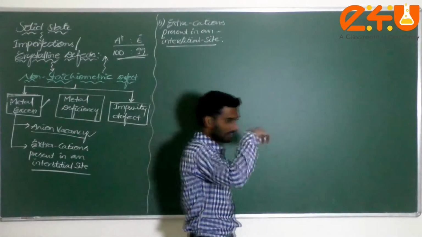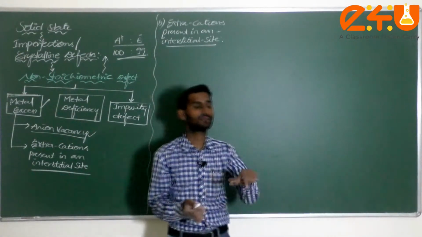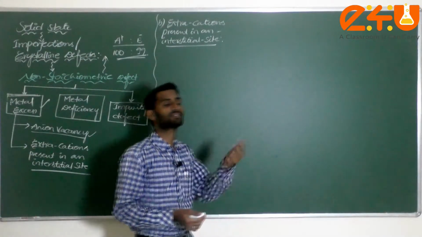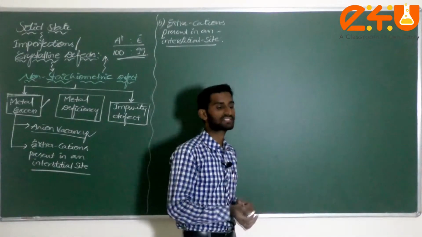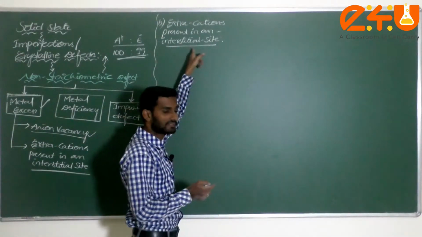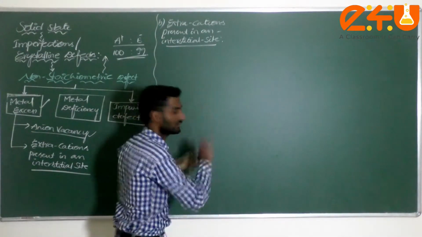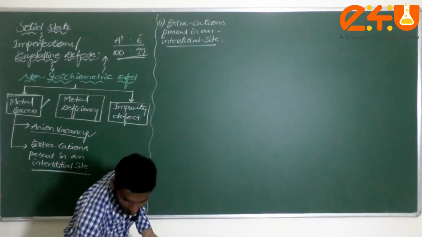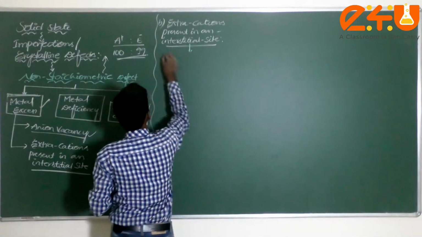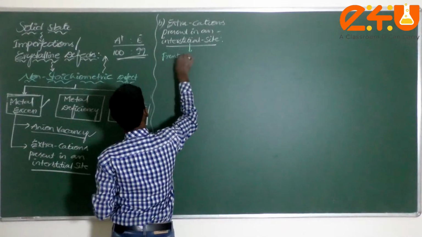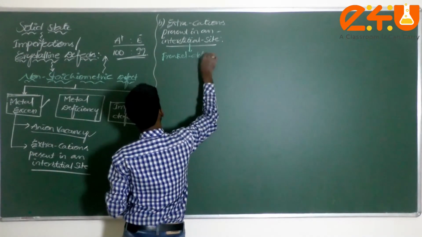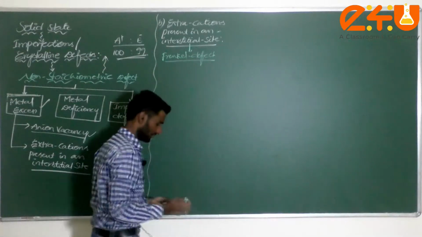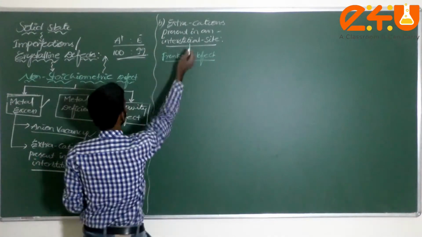Now in a particular crystalline lattice, some number of cations will be more. It will go and occupy a particular interstitial site. Since an interstitial site is involved, it comes under what defect, dear student? It comes under a type of Frenkel defect. This type of Frenkel defect. Am I correct?